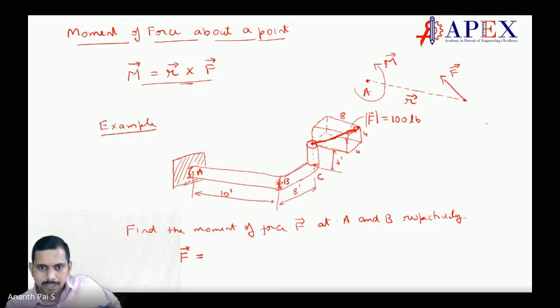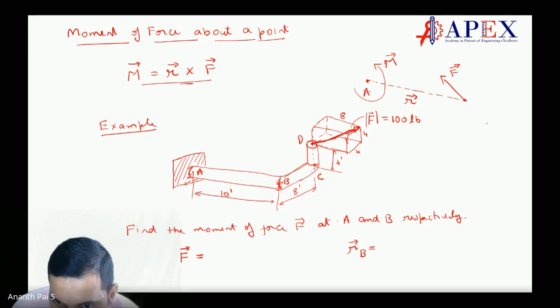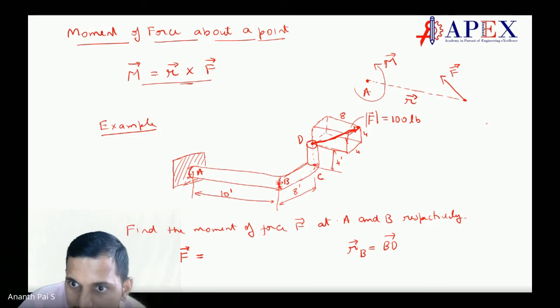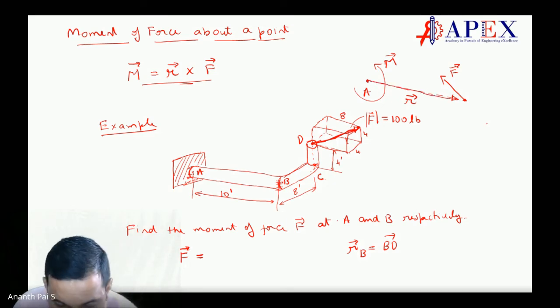Once we find that, let us put this point as D. Next, find out F. You get F R B when you take from the force to the B. So you can take it as BD vector. This R vector, change it like this, students. The arrow should be here, very important. Make the R vector arrow here like this, in this direction. So BD vector, B to D vector.